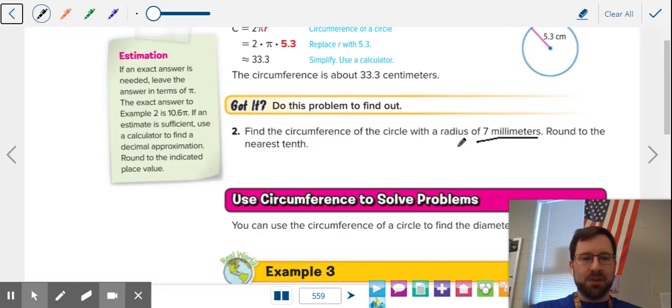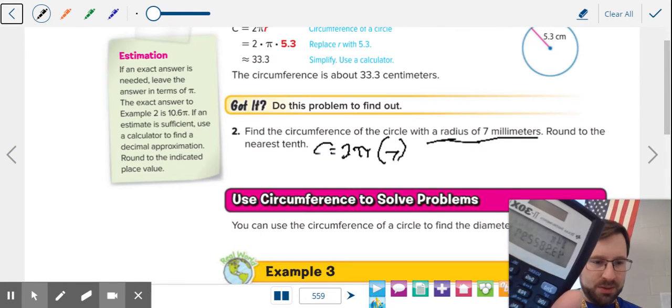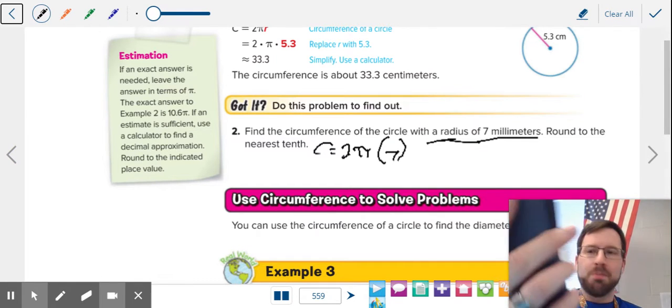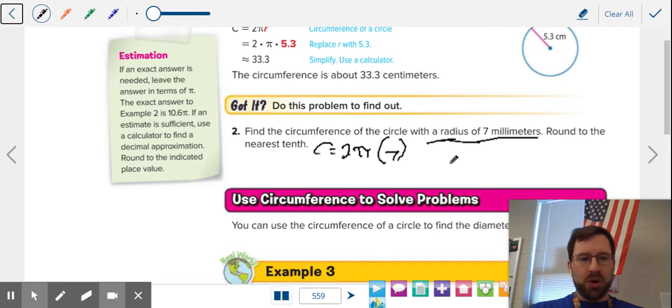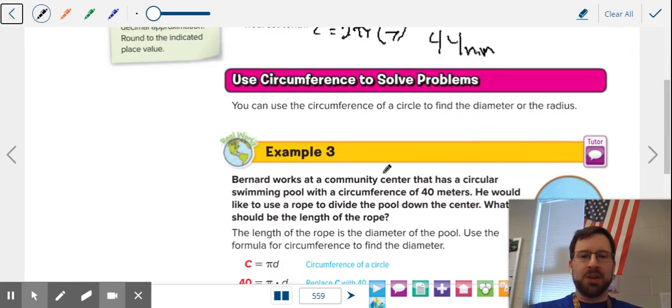Find the circumference if the circle has a radius of 7. So we know the radius this time, so we're going to use the radius formula. 2 times pi times 7, basically 14 pi. And remember, you can use pi as your answer. 14 pi is technically the right answer. But a better answer is 44 in this case, 44 millimeters. It's a little easier to understand than 14 pi. Most people, if you said 14 pi, they have no clue what you're talking about.